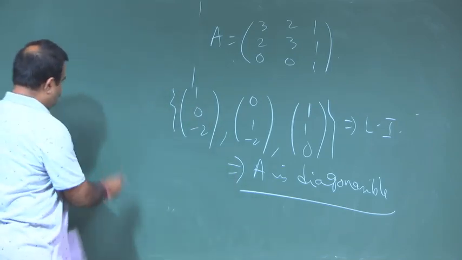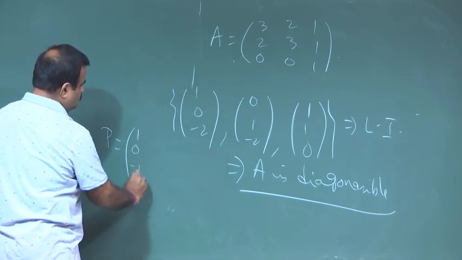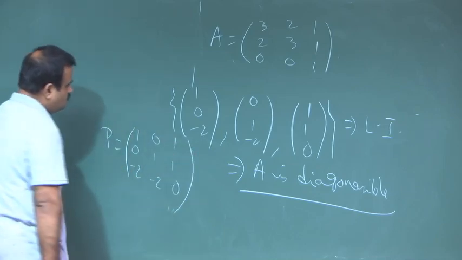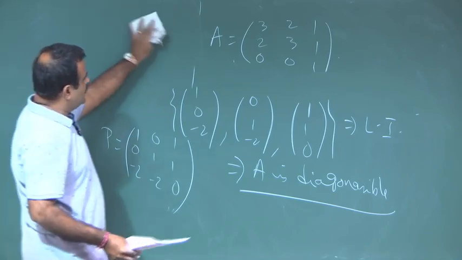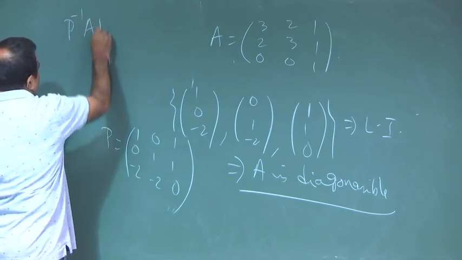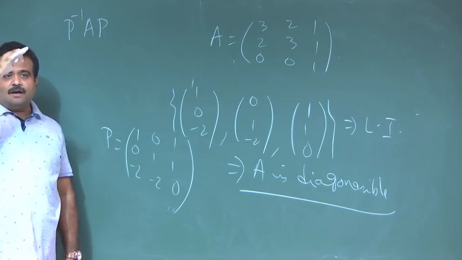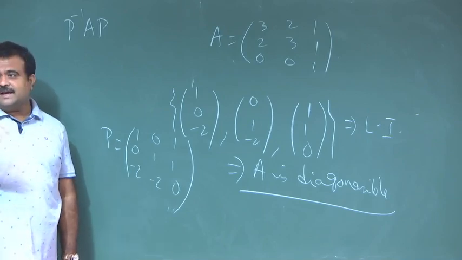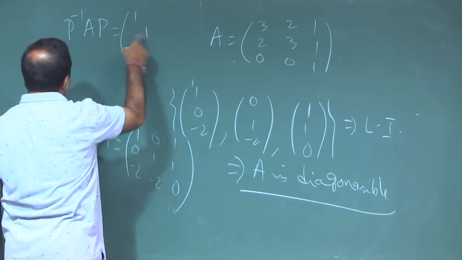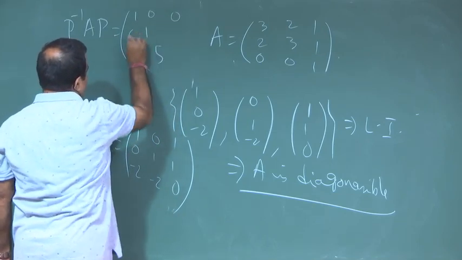So, if you construct this P, we just take the columns: (1, 0, -2), (0, 1, -2), (1, 1, 0). If you consider this to be P, then we can easily verify that if you multiply P inverse A P, then it will be similar to a diagonal matrix, and the diagonal elements will be the eigenvalues. So, what are the eigenvalues? 1 and 5. So, 1, 1 corresponding to these two rows and 5, and all other elements will be zeros.